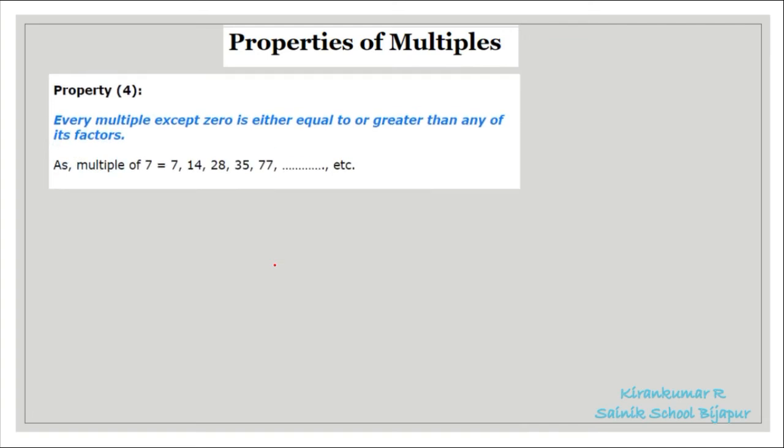Fourth property is every multiple except 0 is either equal to or greater than any of its factors. Multiples of 7 are 7, 14, 28, 35, 77. Here, the multiple except 0 is either equal to or greater than any of its factors.